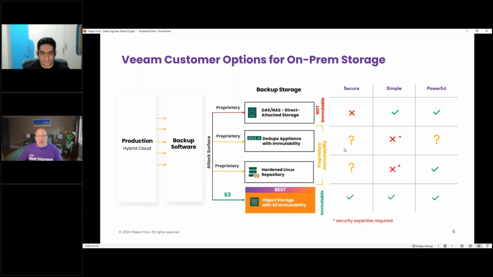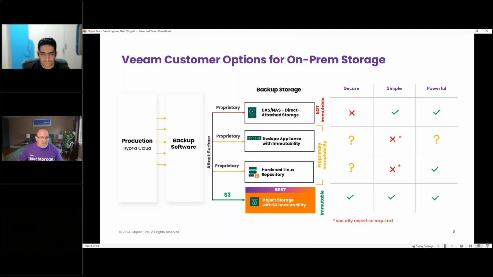Okay, now we get to OOTBI, Object First Storage. So it's immutable out of the box. It's simple in the sense you don't need to know anything about security, and you don't have to worry about the exploits and vulnerabilities, because that's all being handled by Object First. And it's very powerful for a number of reasons.